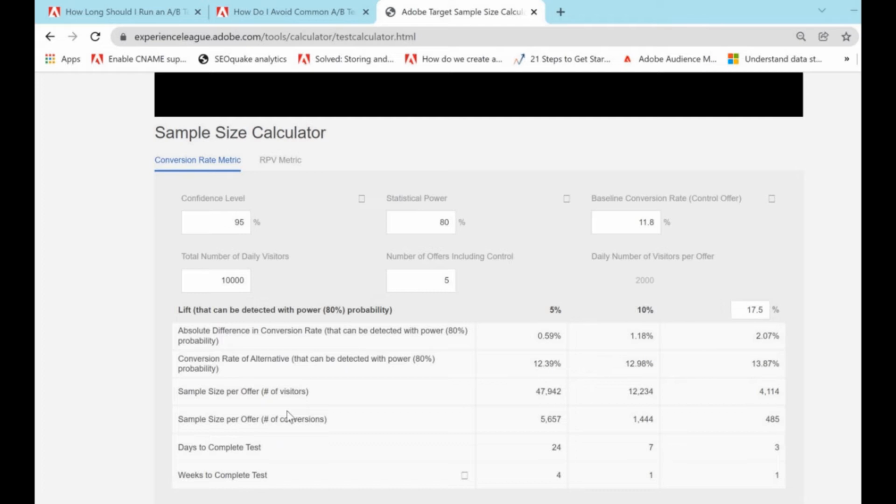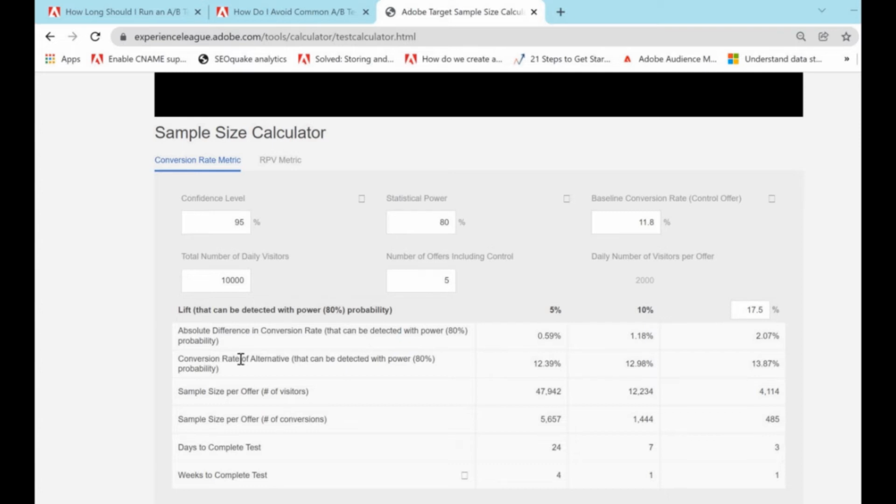You have the daily sample size, and then there is the number of offers including control. So whatever number of variations you have plus the control. Then you have the results that the sample size calculator predicts based on these numbers. So you have the daily number of visitors per offer, and then for each lift, how much time you will take to complete the test.